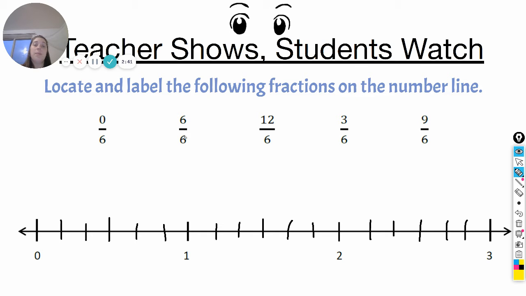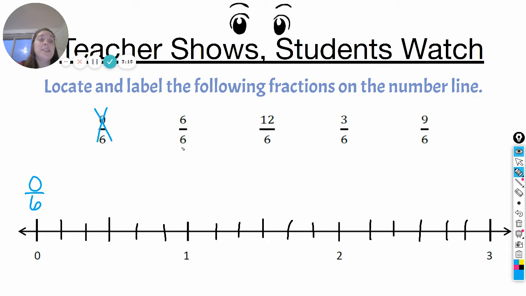Now I'm going to label these fractions. The easiest way for me to label these is to look at the numerator and count. Well, 0 we know is right here at the beginning. So this first line would be 0 sixths. It means we haven't used any sixths yet. Next one is 6 sixths.